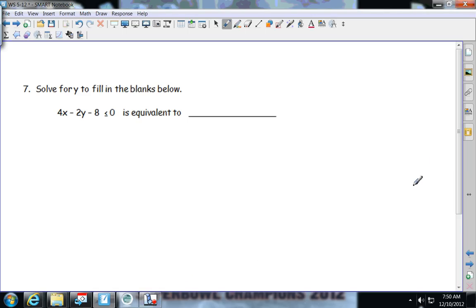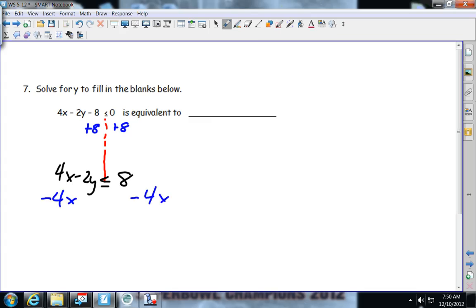Okay, so again, it doesn't have the blanks on this one, but when it says equivalent, what is it the same as? I'm going to move the 8 over first, so I'll add 8 to each side. I get 4x minus 2y less than or equal to 8. I'm going to subtract 4x from each side. Negative 2y less than or equal to negative 4x plus 8.